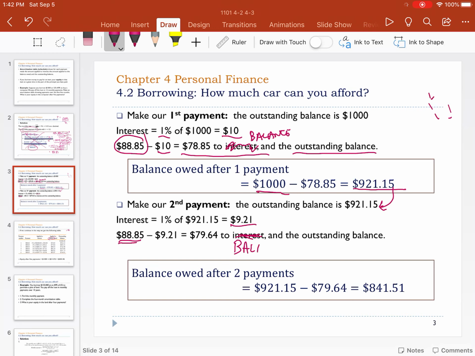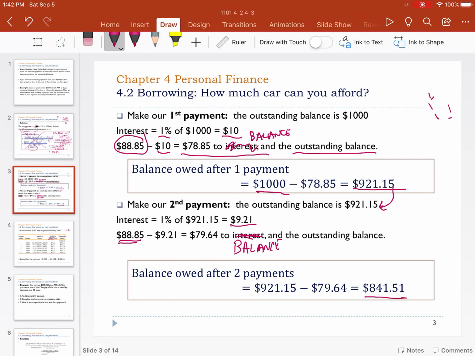Another mistake. A balance, and then the outstanding balance is the difference of the $921.15 minus what we are able to pay the balance down with, nearly $80. In fact, it gets over $80 pretty fast. And then the outstanding balance is $841.51. Let's perhaps see on the next slide.